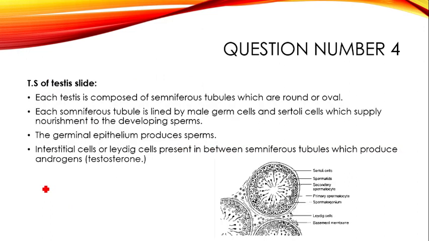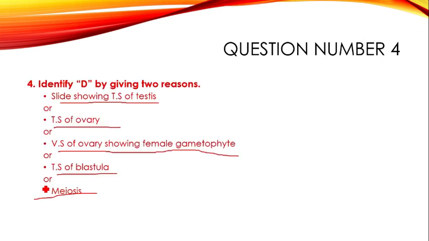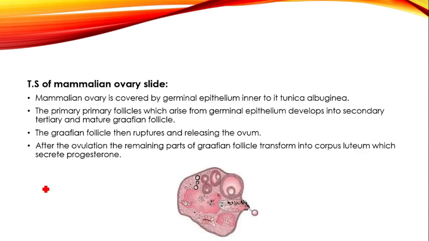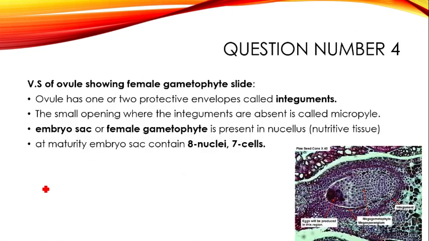For D, or for the 4th question, first they may give TS of testis. See, this is the TS of testis. If they give TS of testis, you can write these points. Then this is the TS of mammalian ovary. If they give this slide, you can write these points. Next, this is the VS of ovule showing female gametophyte, that is an anatropous ovule.